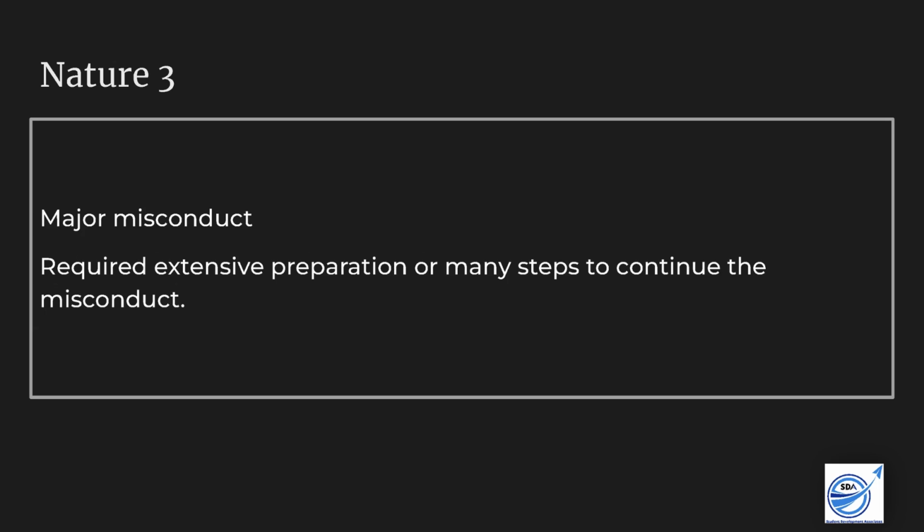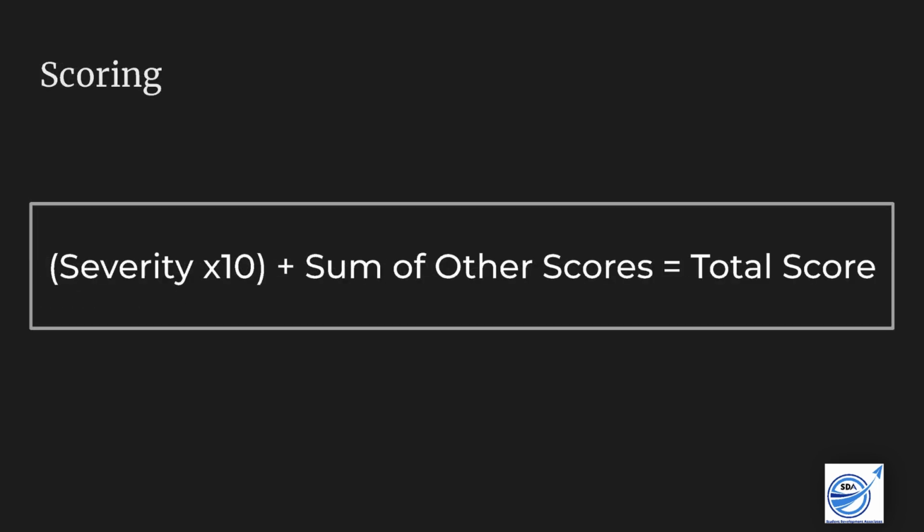So you've gone through, you've scored a student on each of the 8 domains of sanction, and now you're ready to score them and determine what type of sanction might be appropriate for them. This is a very simple formula. You take the severity score and multiply it by 10. Then you're going to add the sum of the other scores, 0 through 3 for each one. This is your total score. It will be somewhere between 0 and 51.